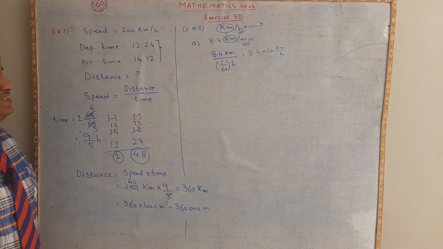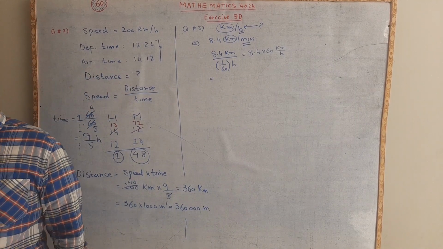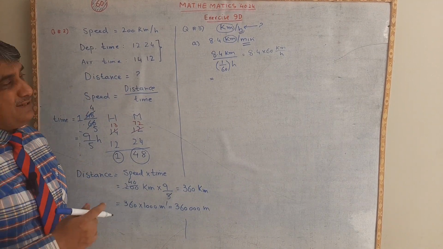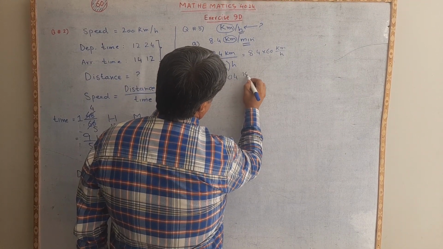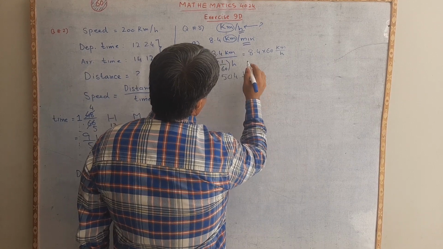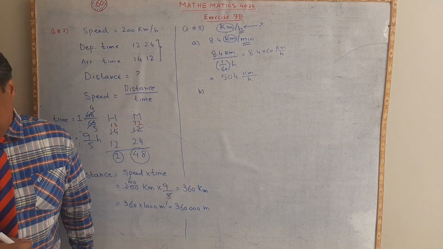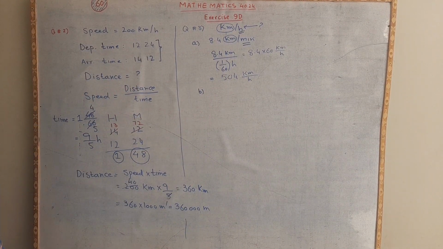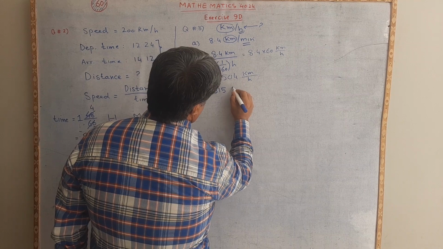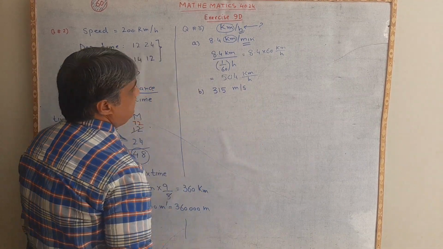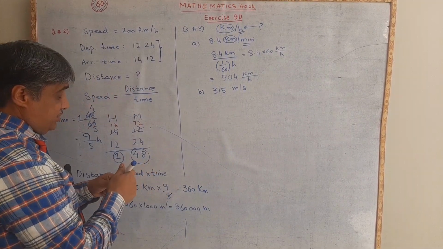Now the simple thing is you have to take the advantage of the calculator, and when we calculate it, 504 kilometer per hour will be the answer, because they want it in this particular format. Now the B part is given as 315 meter per second. So now we have to introduce kilo.